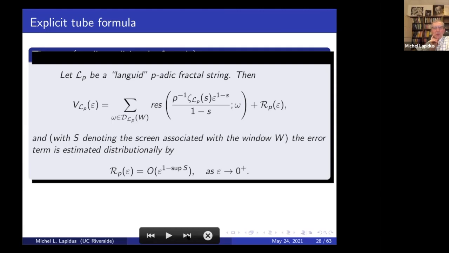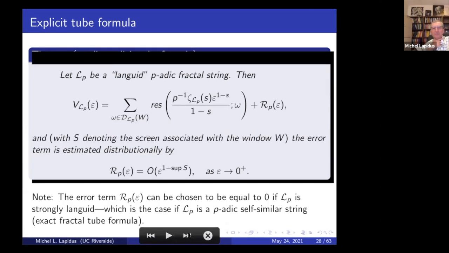Okay, so you can express the volume of epsilon neighborhoods, which are a very important quantity in geometry, at least in fractal geometry, as a sum of residues of suitable functions here. And the residues are exactly at the complex dimensions. Now, in the case the string is what is called strongly languid, which is the case of all p-adic self-similar strings, particularly the p-adic Cantor string, then you obtain what is called an exact fractal tube formula. You don't need an error term, and you can sum over all the complex dimensions.